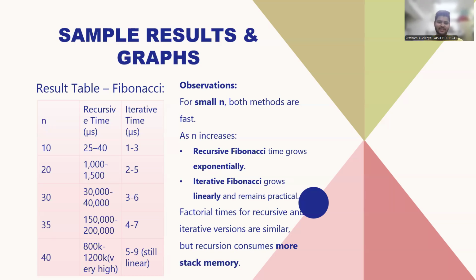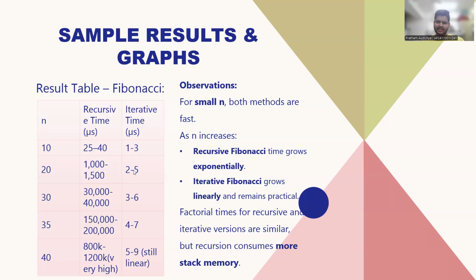As you can see in the table here, this is n, the number of times, like here 10, 20, 30, 35 and 40. Here are the recursive times in microseconds, and the iterative times also in microseconds. From 10 to 25 to 40, it goes from 1 to 3 times. For small values of n, both techniques perform fast, but as n becomes large, the difference becomes very clear, as you can see here.